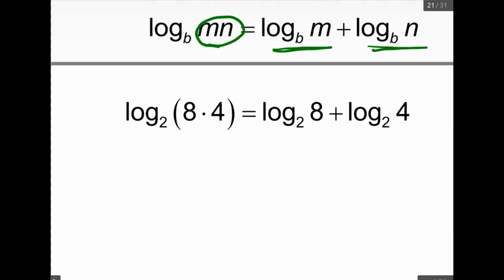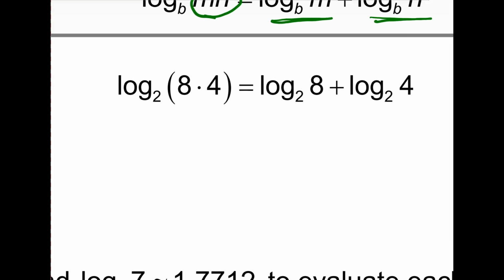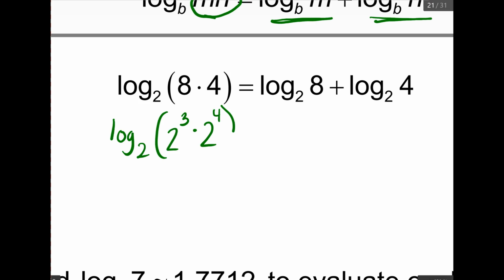All right, so let's dig a little deeper into this. So on the left side, notice that my base is 2, right? Log base 2. So I could rewrite this as log base 2 of, and rewrite 8 and 4 in terms of 2 to some power. 2 to the 3rd times 2 to the 4th.